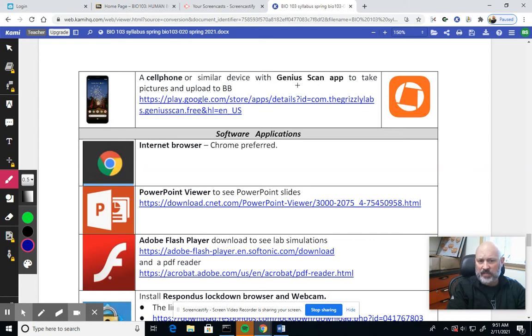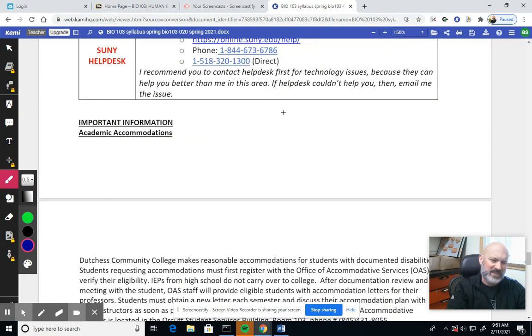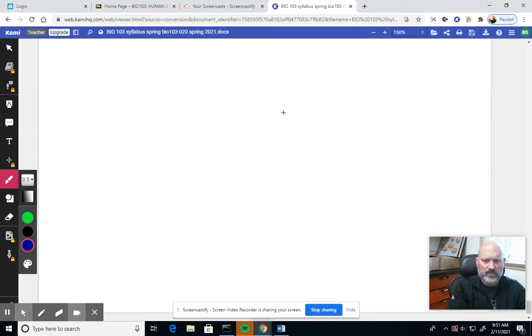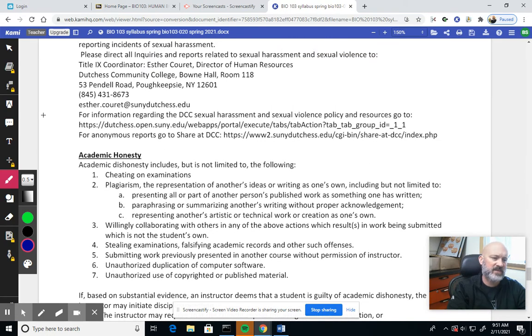There's a scanning app that will help you to turn your documents into PDFs using your phone. I'll show you that in a minute. All right, and then that's really about it. And then there's these other things that are put into all the different syllabi that you get from all your teachers, so you can read that on your own time.